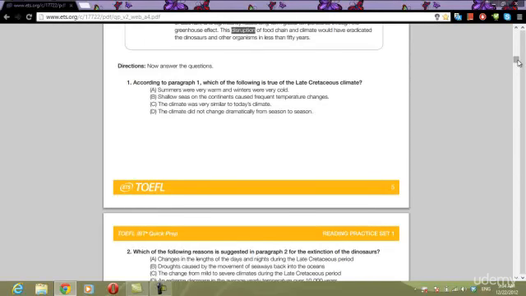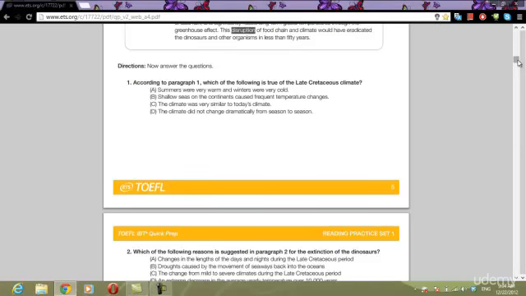Alright, and what they've done lately with the TOEFL iBT is they're doing a better job of disguising their except-not-least questions. This one says which of the following is true. So what that means is that 3 of these answers are going to be false, and 1 of them is going to be true. Alright, 3 are false and 1 is true. So we have an except-not-least question, basically a true-false question. Alright, so let's take a look at it.